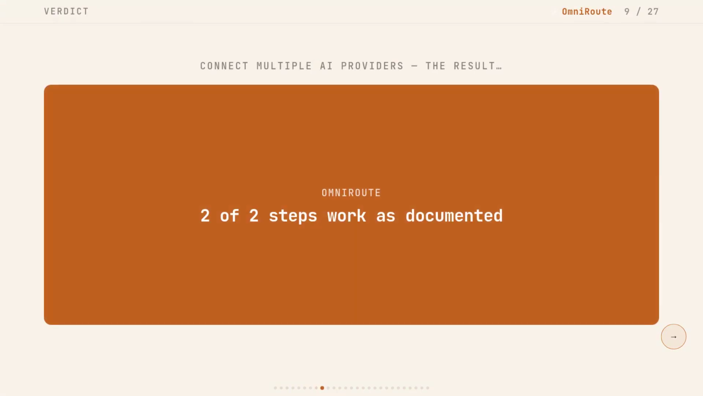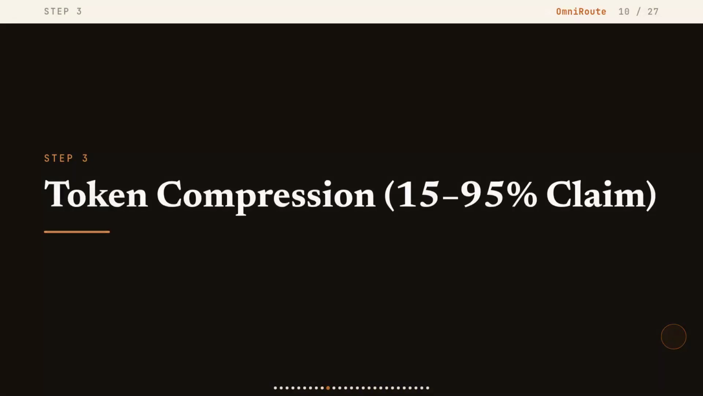Provider setup works, the 4 provider types are real, the dashboard flow is documented, and 90 plus free tiers is a genuinely useful safety net. So that's 2 of 6 steps holding up with the foundation getting stronger.